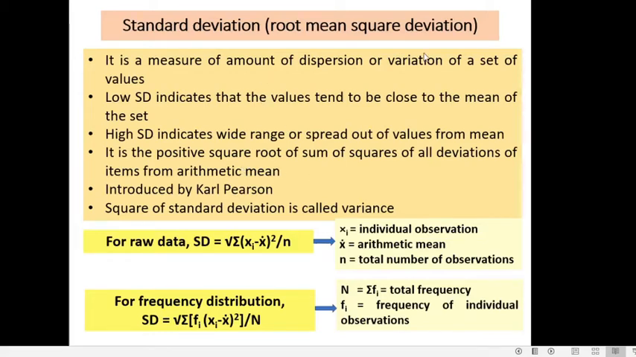Today we will discuss a measure of dispersion which is called standard deviation. Standard deviation is a measure of the amount of dispersion or the amount of variation of a set of values. Suppose we have a set of 10 observations. We first find their mean or average and then we find out the standard deviation.